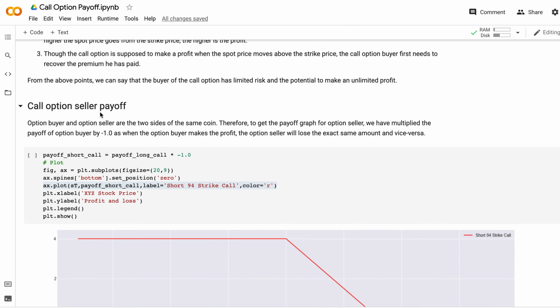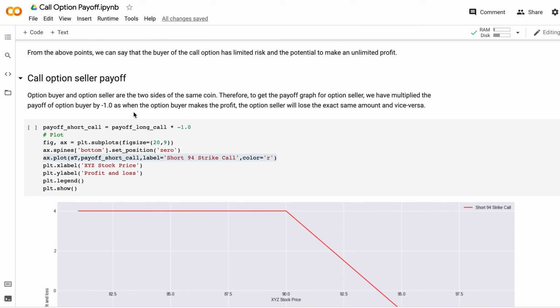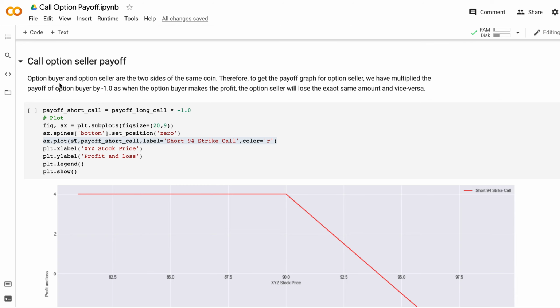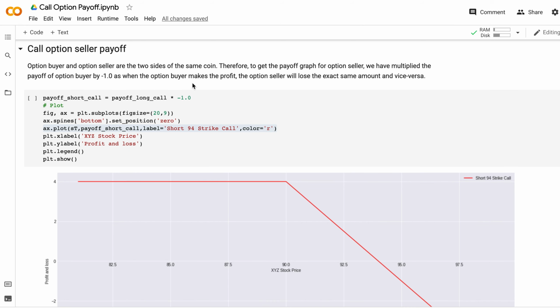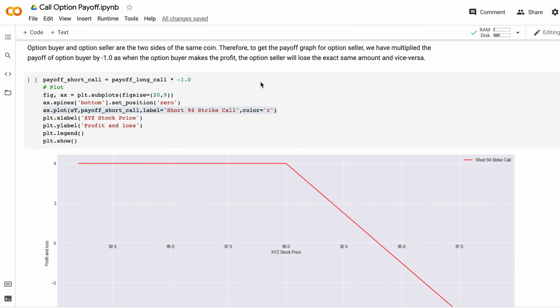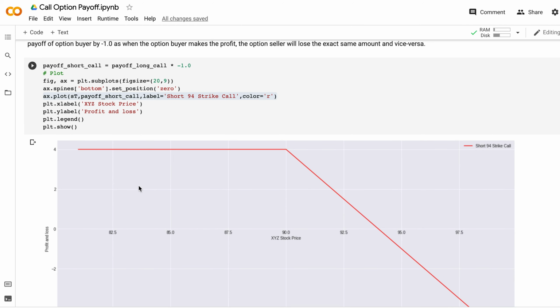So let's see the call option seller payoff diagram. Let's say you are selling or writing a call option. How would the diagram look like? Option buyer and option seller are two sides of the same coin, right? Therefore, to get the payoff graph for the option seller, we have multiplied the payoff of the option buyer by -1, right? Because it's two sides of the same coin, so it's the inverse. When the option buyer makes a profit, the option seller will lose the exact same amount and vice versa. So if someone writes a call option, he will receive the premium from the buyer, right?